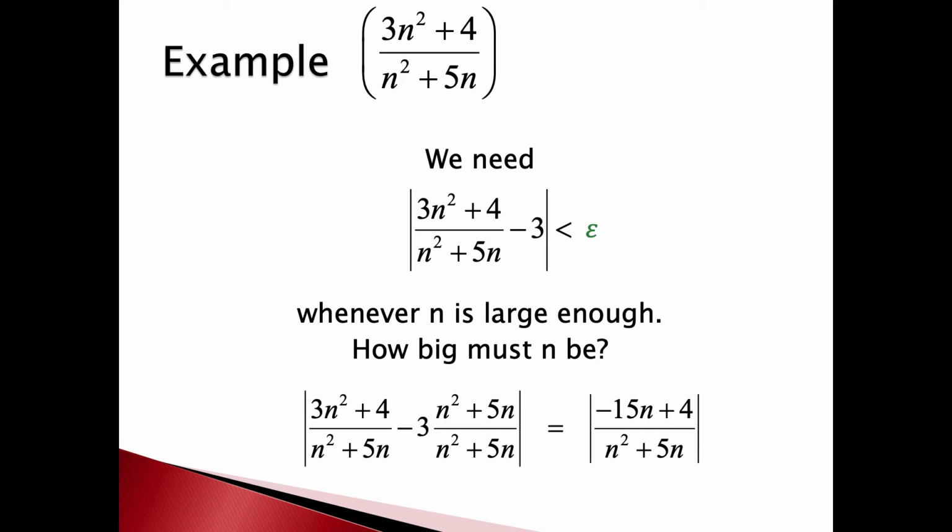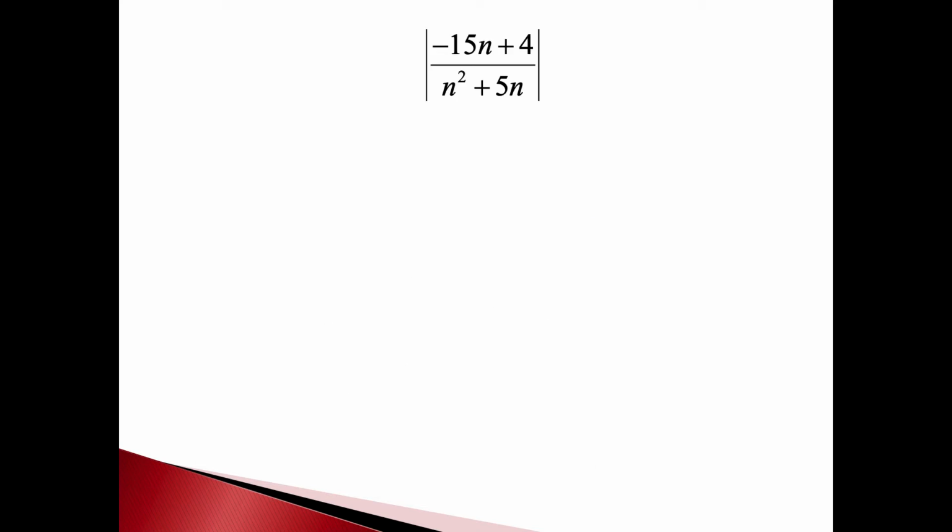Okay, so more scratch work, right? We got to simplify that and do something with it. How are we going to make this work? Well, first step, notice there's a negative 15n. That didn't happen in the last example. What do we do to fix that? Because it's definitely not true that that's always going to be positive, because obviously negative 15n is going to be a big negative number when n's large. So how do we fix that?